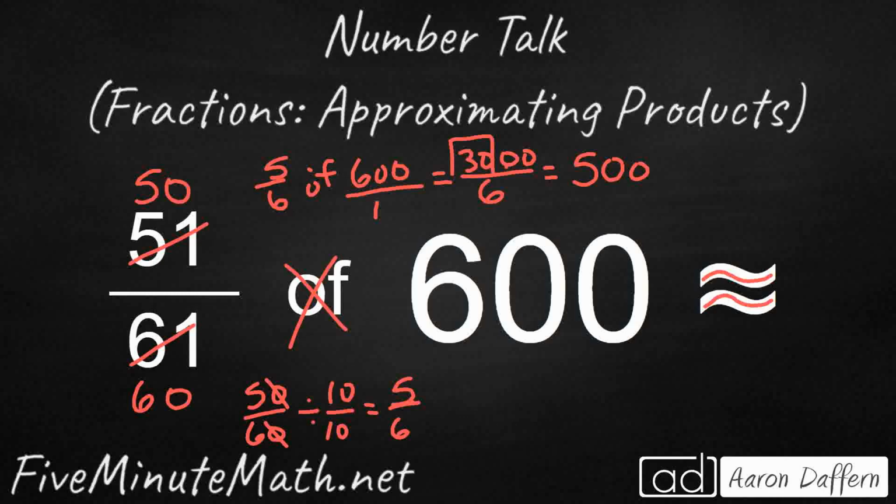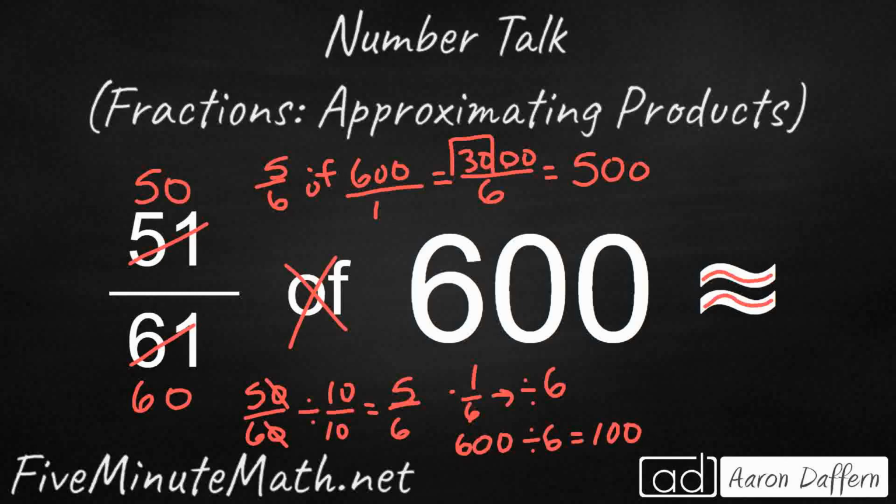Now, here's a different way to think about it. Let's look at the unit fraction. What if I were to multiply that 600 by 1/6, which is the same as dividing it by its reciprocal? Multiplying by a fraction is the same as dividing by its reciprocal. So I can do that easily. 600 divided by 6, well, that's just 100.